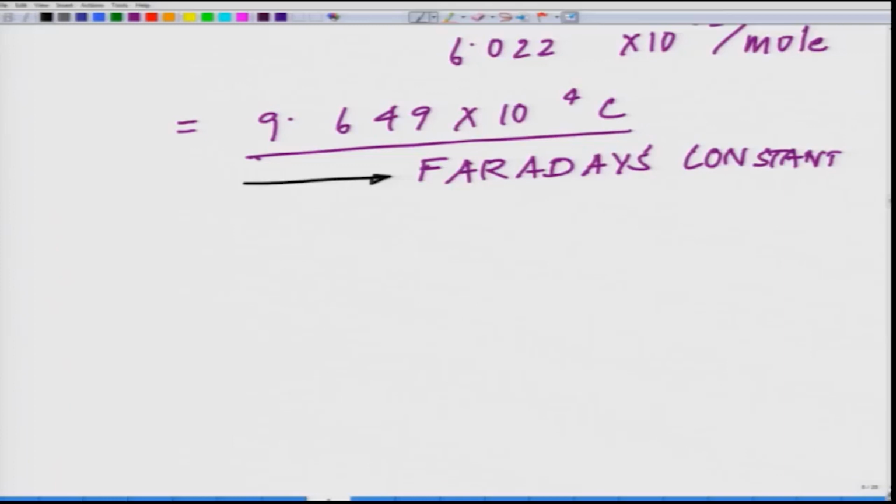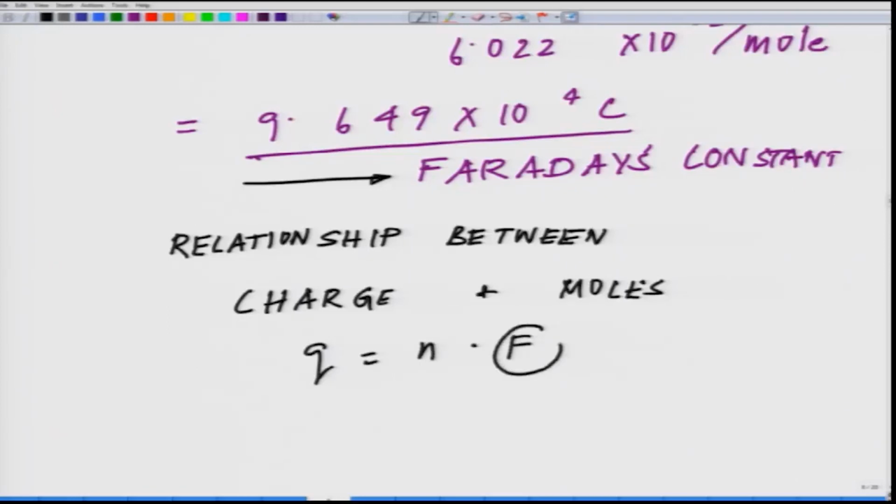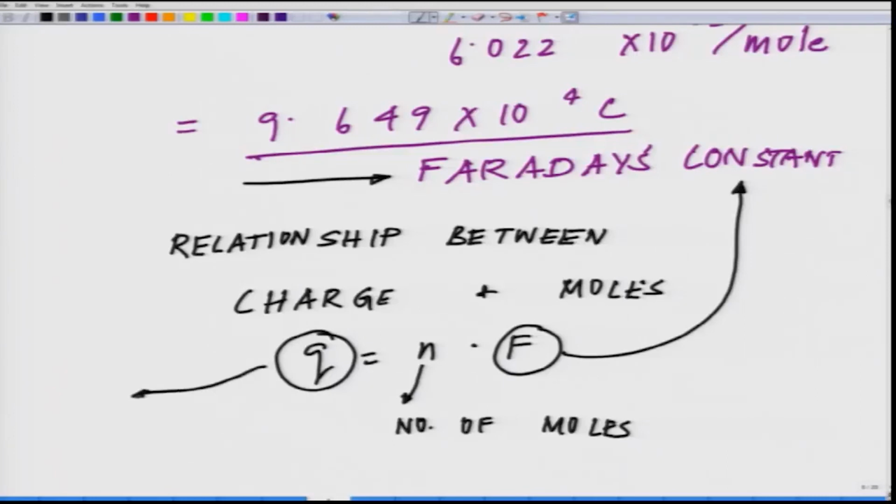In other words, the relationship between charge and moles: we land with Q is equal to N dot F, where F is the Faraday's constant, N is the number of moles, and Q is the charge.